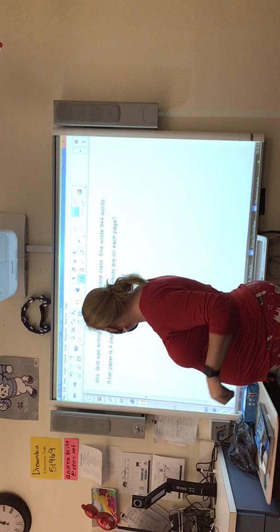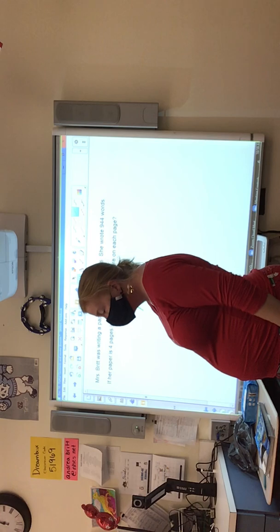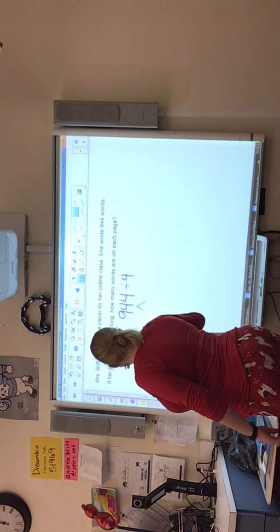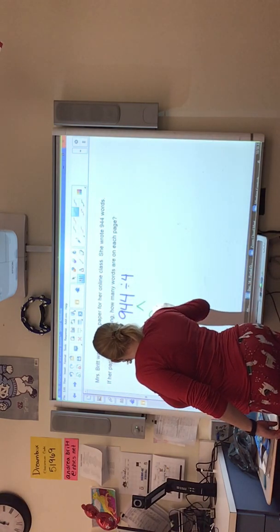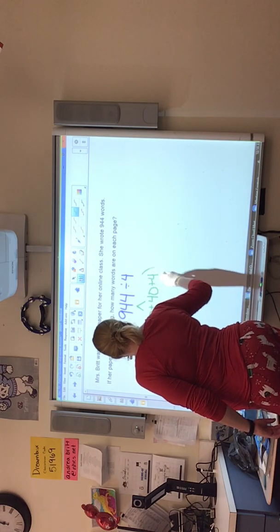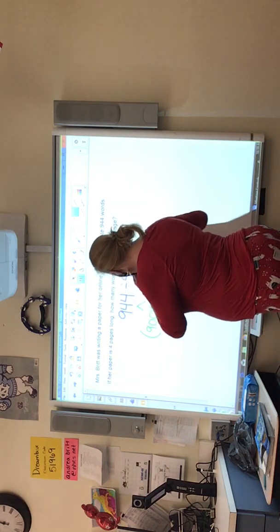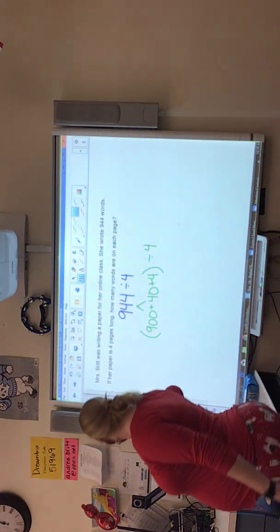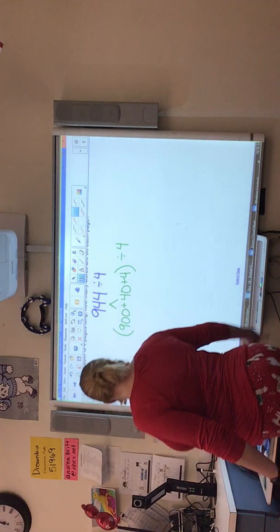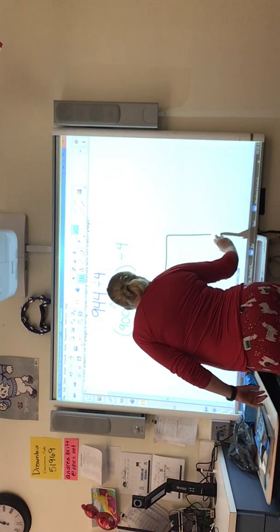You are absolutely right. What do I have to do with that number? Split it up or put it in expanded form. 900 plus 40 plus 4. All right. And I'm going to divide it by 4. Area model has the box, as you all know. It's going to be a box that has 3 sections.